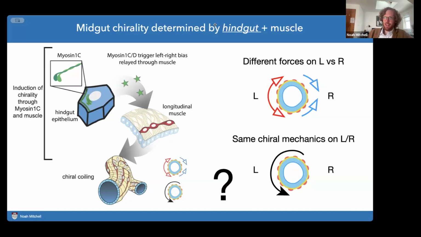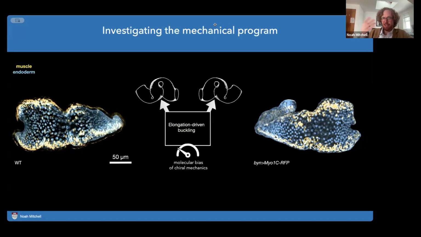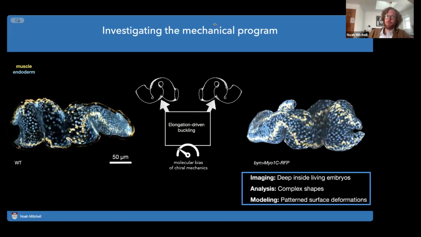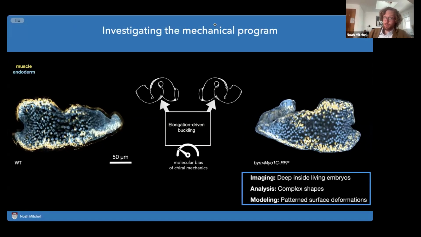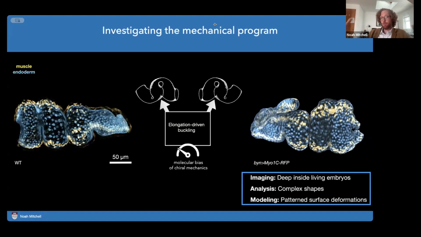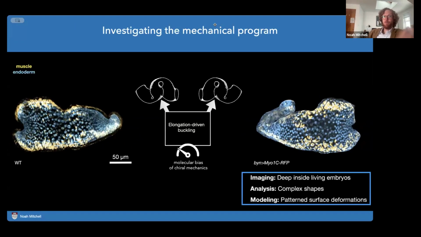And so I want to just flag that these two possibilities are coming up. And so which is it? All right. So to access the dynamics and the mechanics, we had to overcome some challenges. We have to image this organ deep inside the embryo. We have to create analysis tools for analyzing these complex geometries. And we have to relate their pattern surface deformations to the three-dimensional organ shape changes.